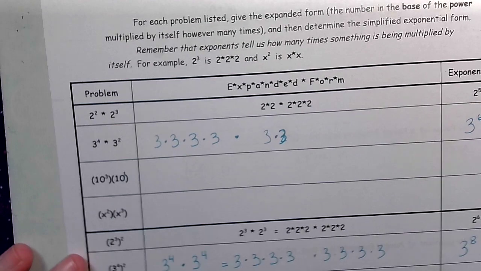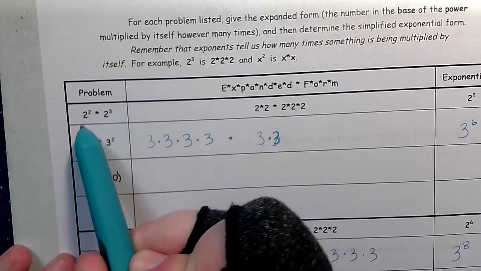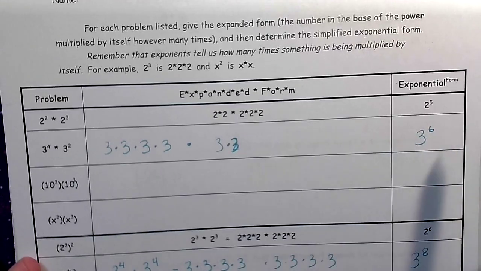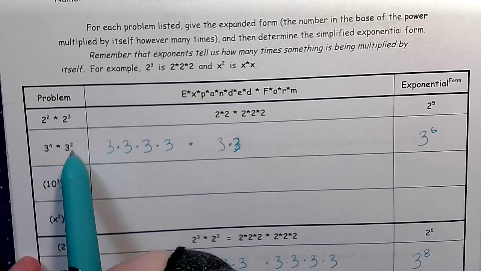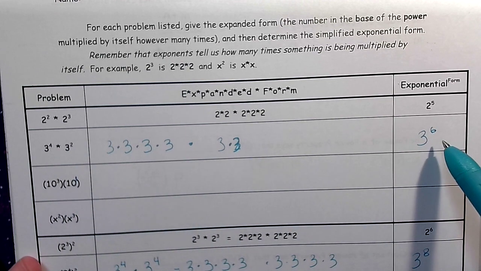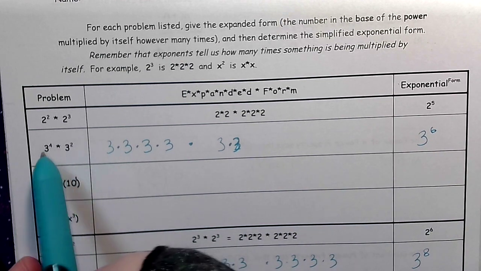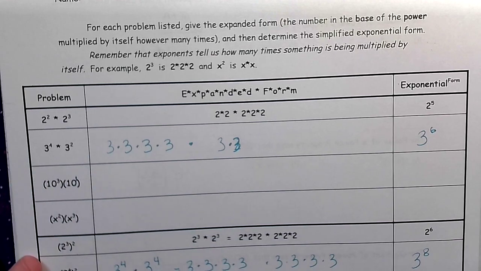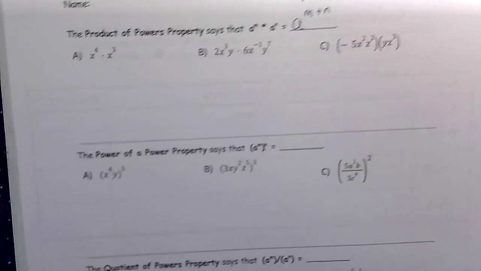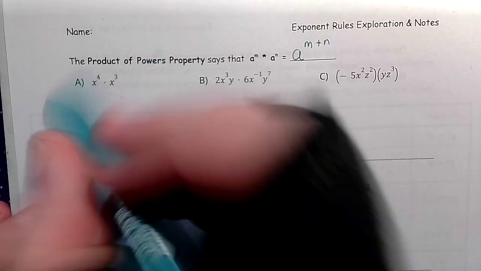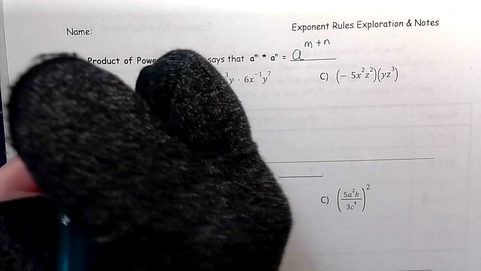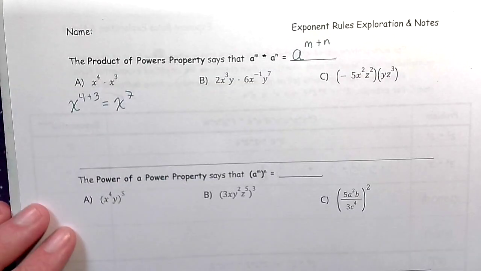So, for example, back here we had 2 to the second times 2 to the third, and that ended up being 2 to the fifth. 3 to the fourth times 3 to the second ended up being 3 to the sixth. We add the exponents when we are multiplying the stuff. So here, x to the fourth times x to the third is going to be x to the 4 plus 3, or x to the seventh.